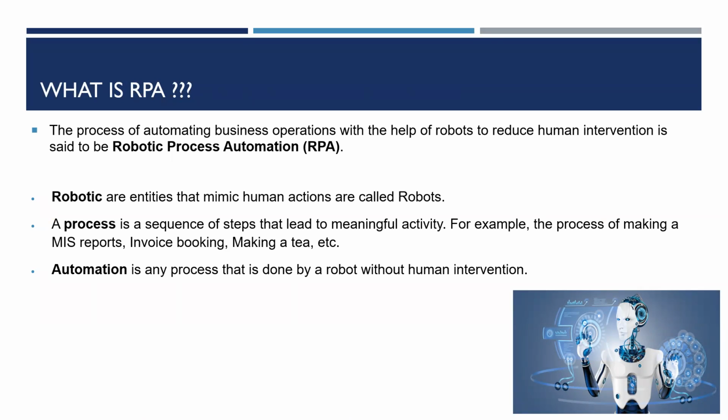What is RPA, right? This is a general definition, one of the simple examples, which says that RPA is the process of automating business operations with the help of robots to reduce human intervention. That is so simple. Once a process is done by robots, it's called RPA.